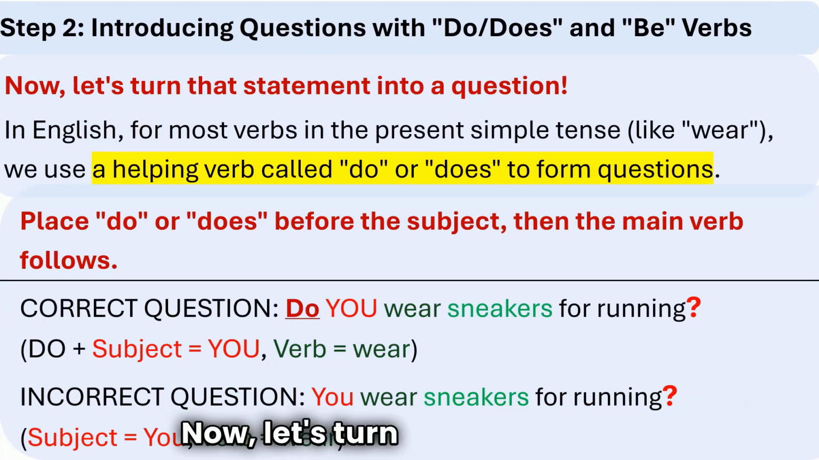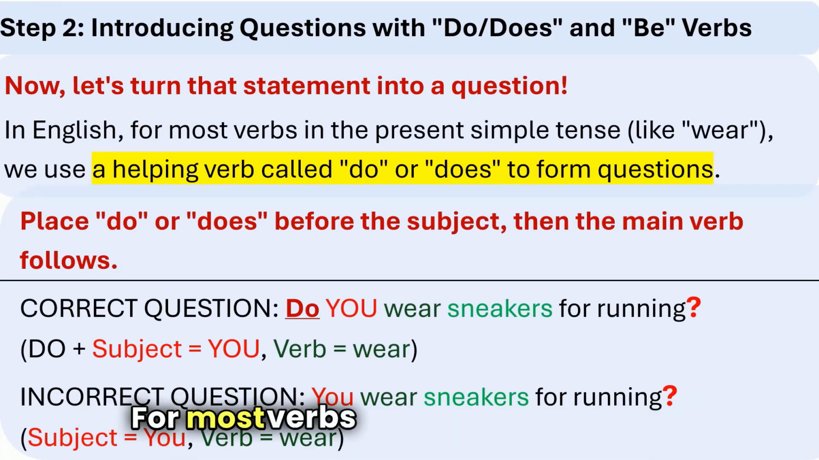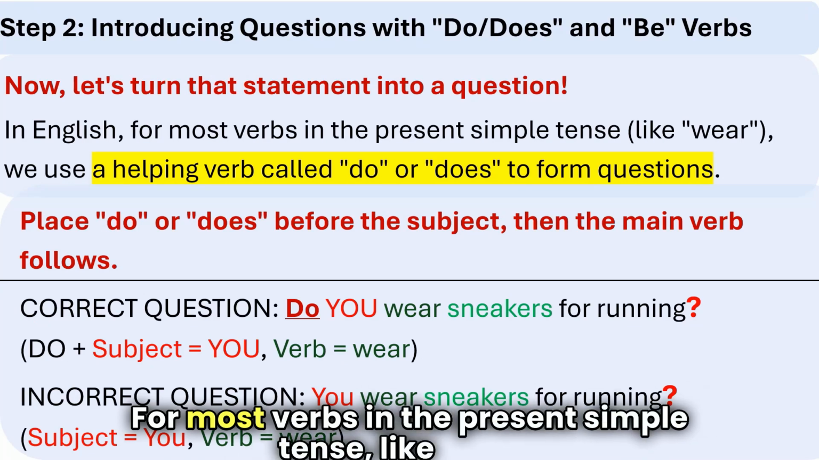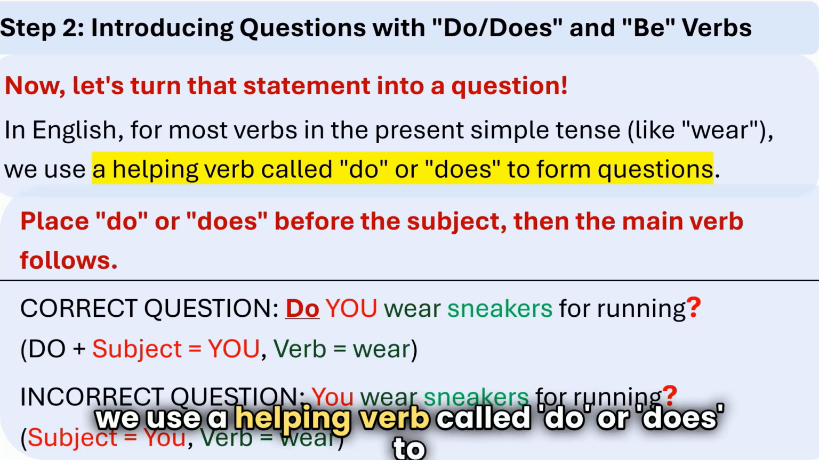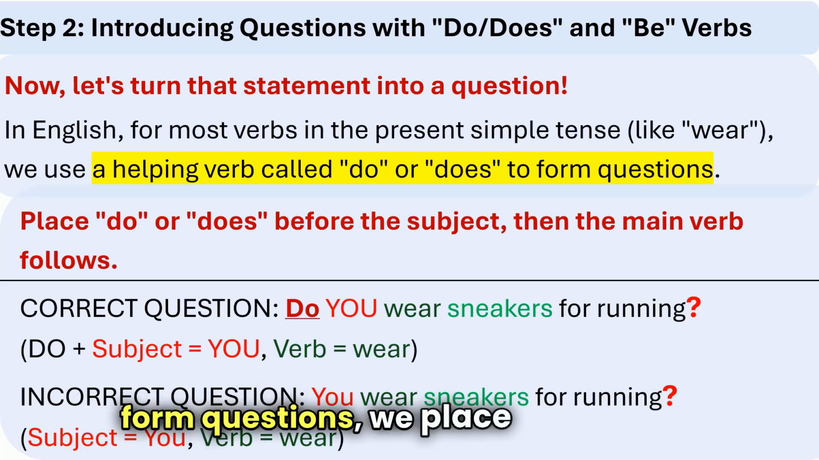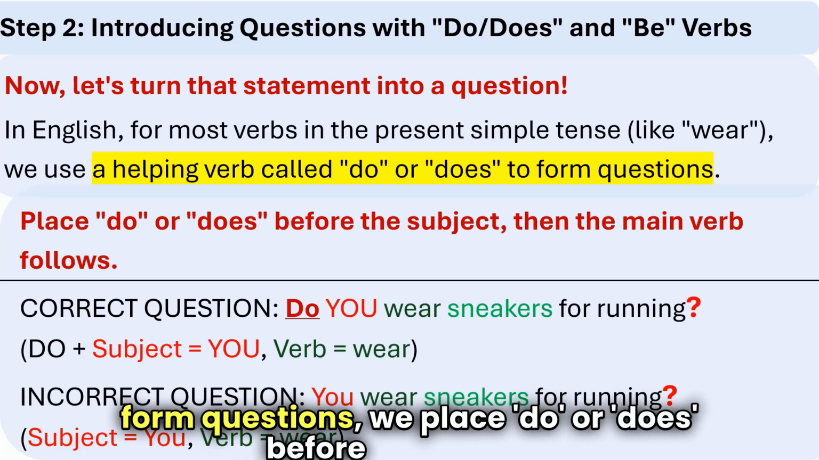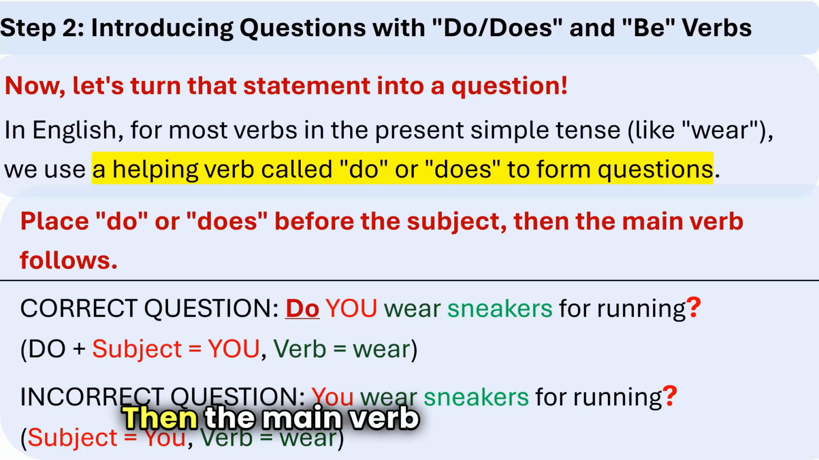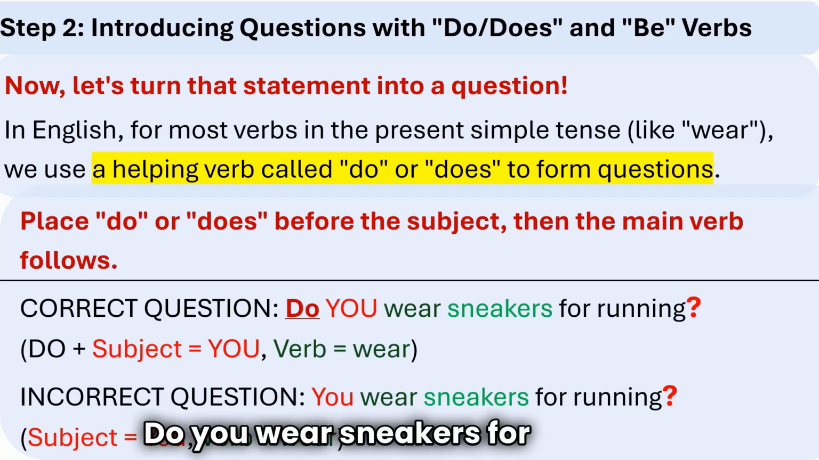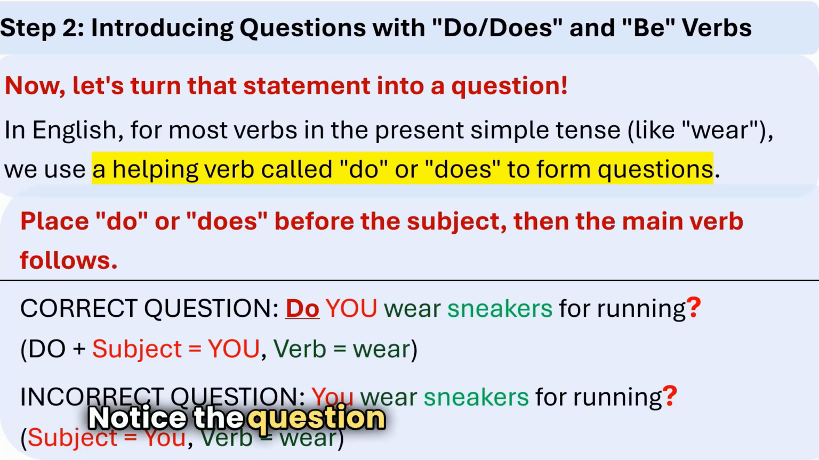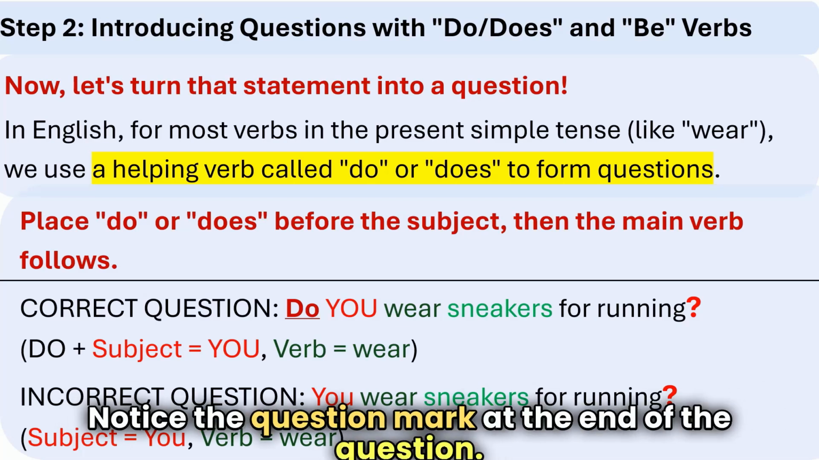Now, let's turn that statement into a question. In English, for most verbs in the present simple tense, like wear, we use a helping verb called do or does to form questions. We place do or does before the subject, then the main verb follows in its base form. Here is an example of a correct question. Do you wear sneakers for running? Notice the question mark at the end of the question.